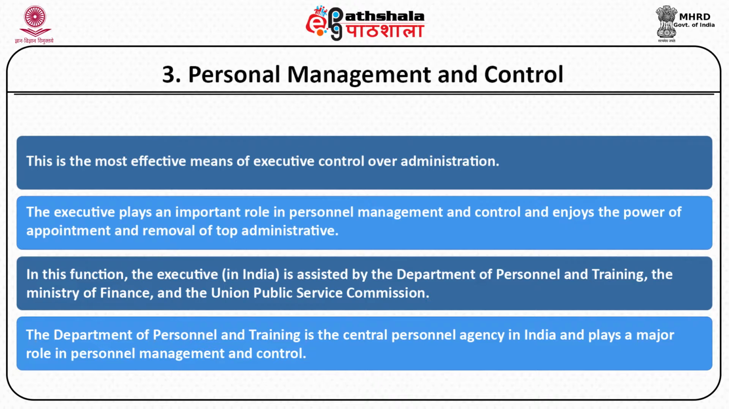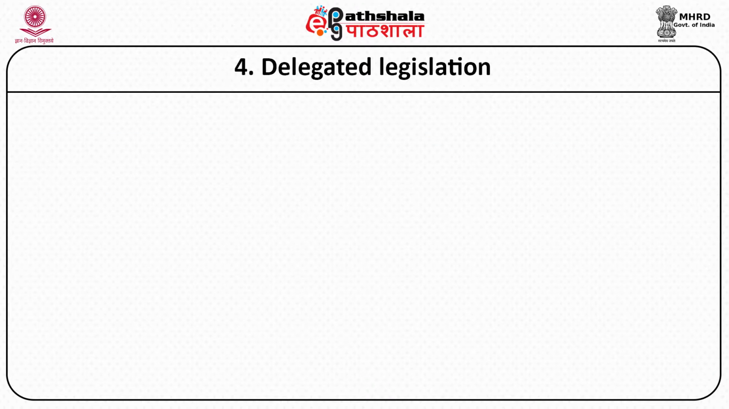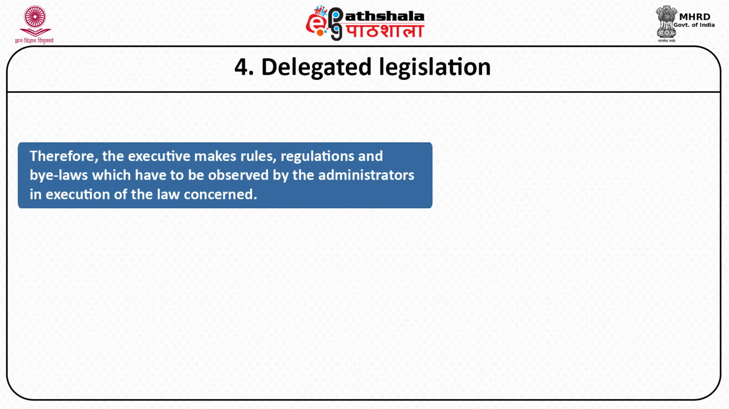Another mode of exercising the control is through delegated legislation. Now, as we all know, delegated legislation is also known as subordinate legislation. Now, it is an important tool in the hands of the executive to exercise control over administration. The parliament makes law in the skeleton form, and the rest of the policies, bylaws, and the rules and the regulations, they are being supplied by the executive. Therefore, the executive makes rules, regulations which have been observed by the administrator in the execution of the law concerned.